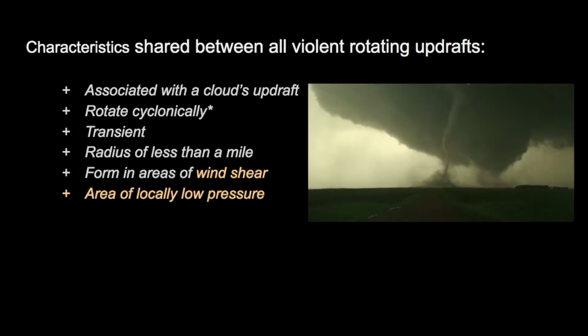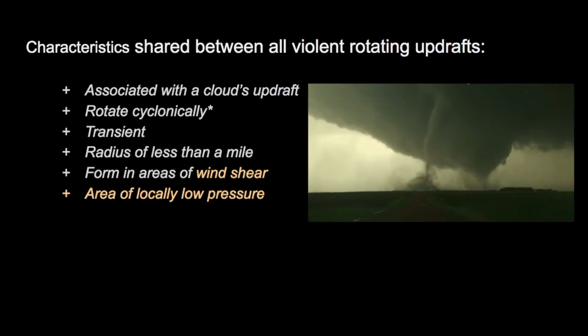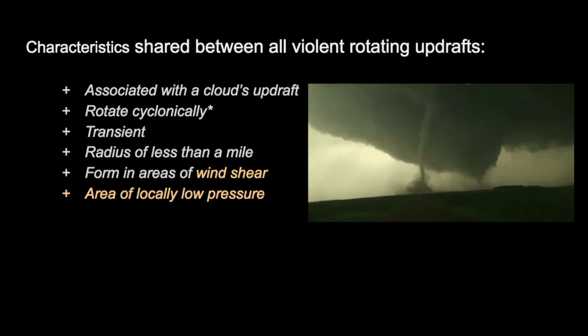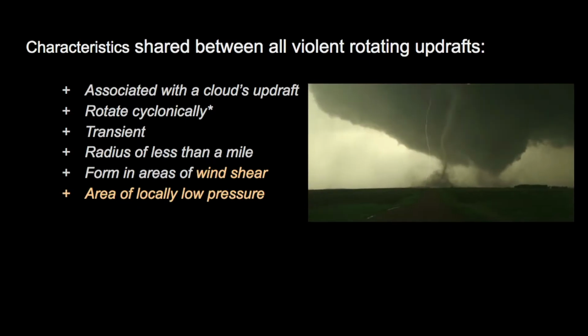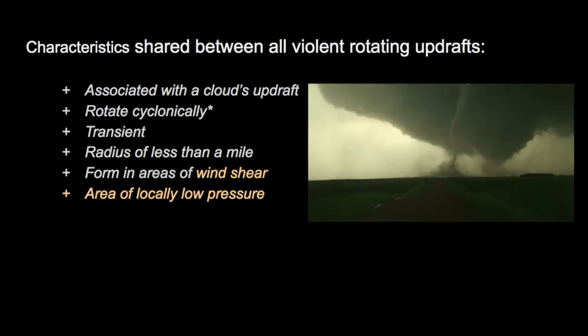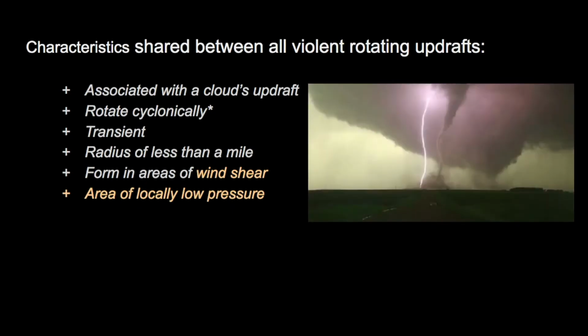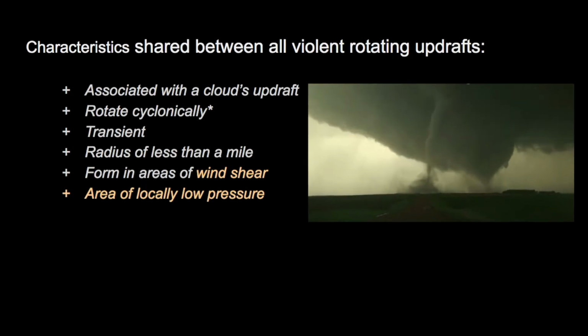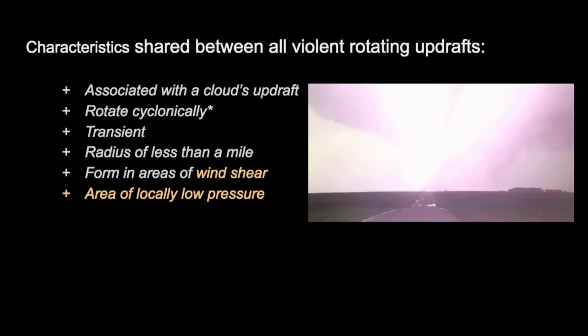So again, we have these things under a cloud. If there's no cloud, no tornado. They rotate around low pressure, and the result of that is an area which is generally quite tight, kind of like a figure skater pulling her arms in. This is not going to be a wide feature. And that's because of wind shear. Again, that change of variable with respect to height.